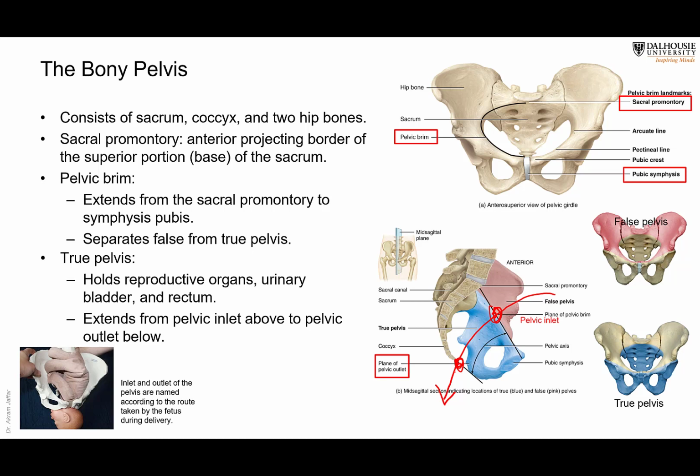So when we talk about the pelvis, we mean the true pelvis, the small lower part, which looks like a basin. That's the true pelvis that holds the reproductive organs, urinary bladder, and the distal end of the alimentary canal, the rectum, and part of the sigmoid colon. And it extends from the inlet above to the pelvic outlet below.